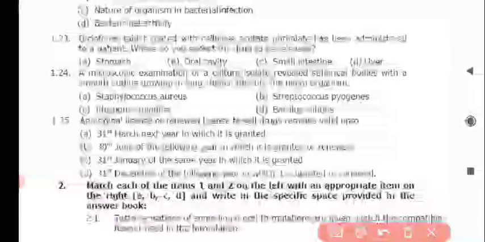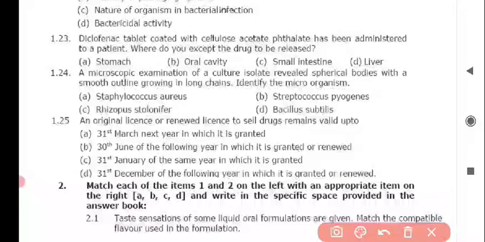Next question is, a microscopic examination of a culture isolate revealed spherical bodies with a smooth outline growing in long chains. Identify the microorganism. So the correct answer for this question is option B, Streptococcus pyogenes.